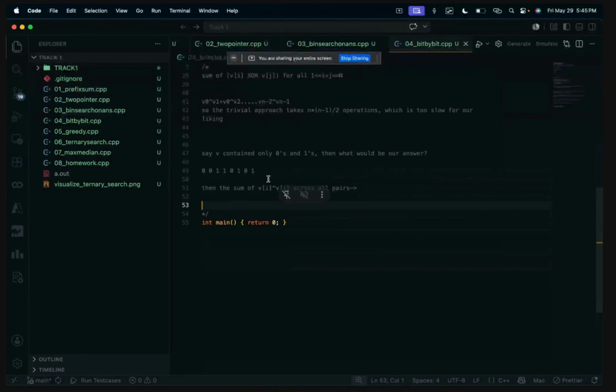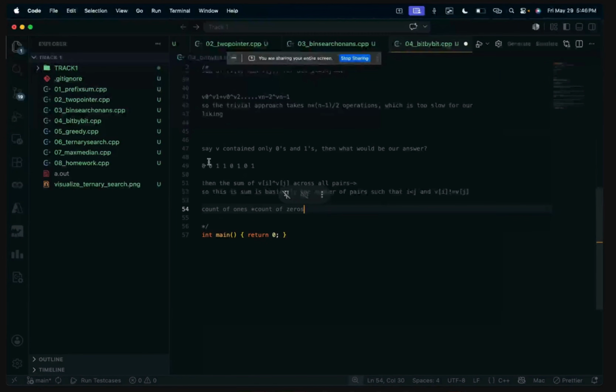What we can see here is v of i XOR v of j is 1 if exactly one of v of i and v of j is 1, else it is 0. If both are equal, they're 0. So v of i XOR v of j is 1 if they're different, else they're the same. So this sum is basically the number of pairs such that i less than j and v of i is not equal to v of j. Right? So this is basically the count of ones into the count of zeros.